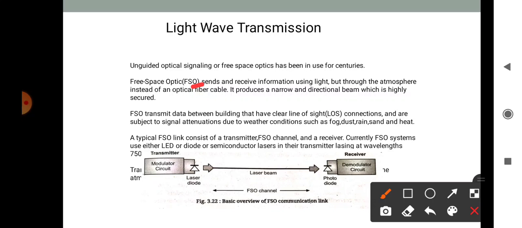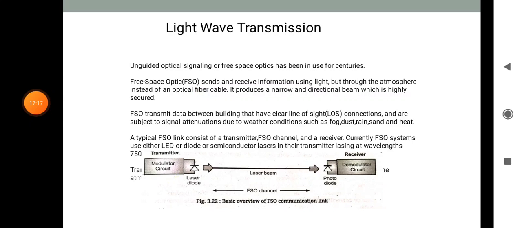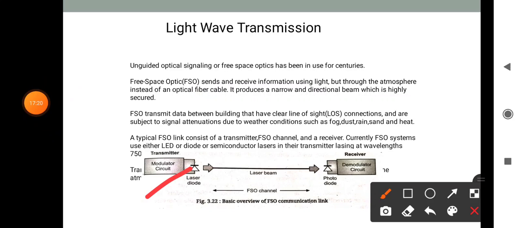See, this is the figure. This is the modulator circuit and this is the demodulator circuit. One is the transmitter and one is the receiver. This is the laser diode and photodiode, and this laser beam is directly modulated, and the receiver can have a high sensitivity detector based on either PIN diodes. The transmitter converts the electrical signal to an optical signal and sends it through the atmosphere. At the receiver, the optical signal is received and converted back to an electrical signal.